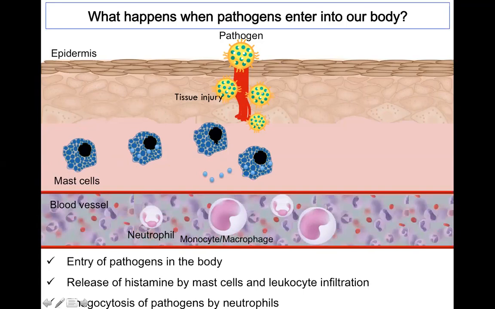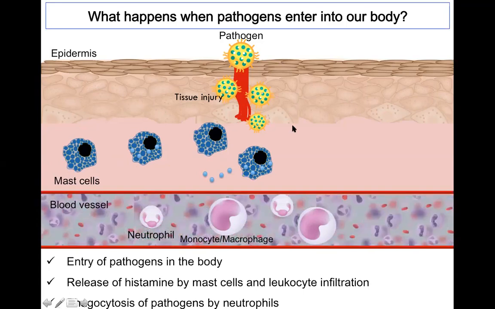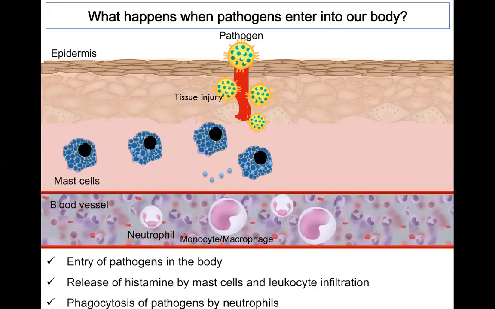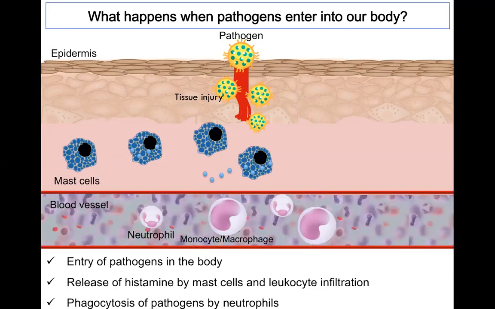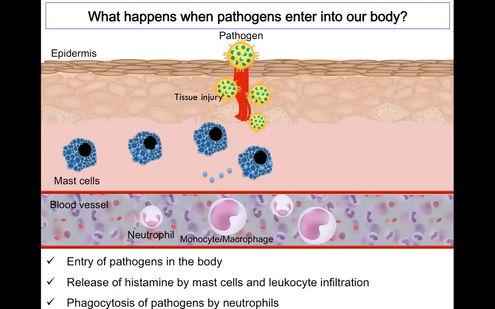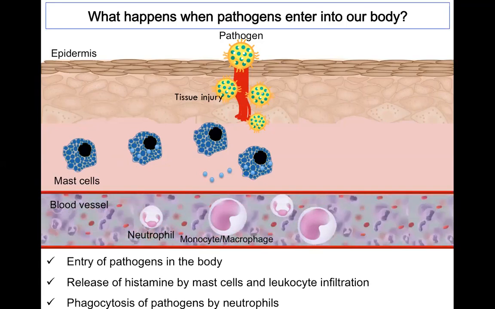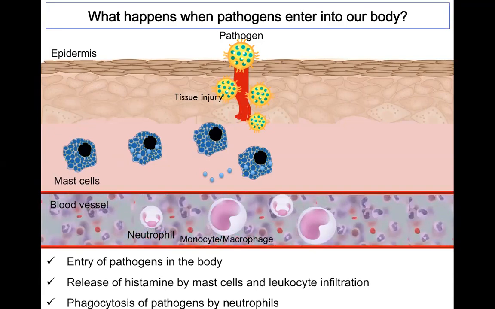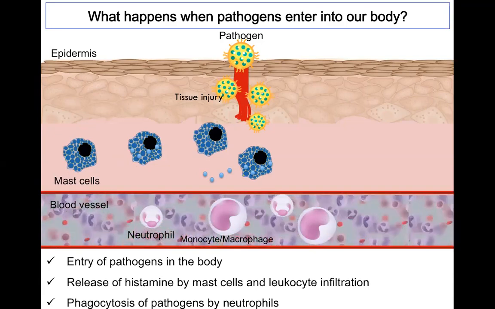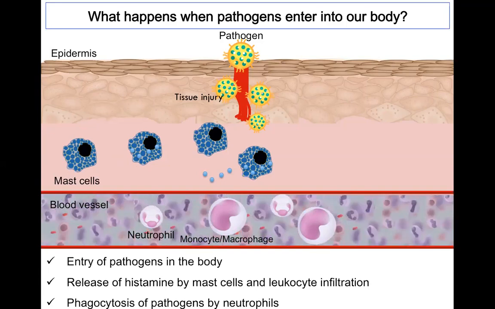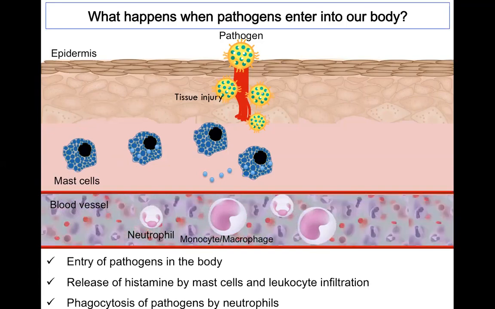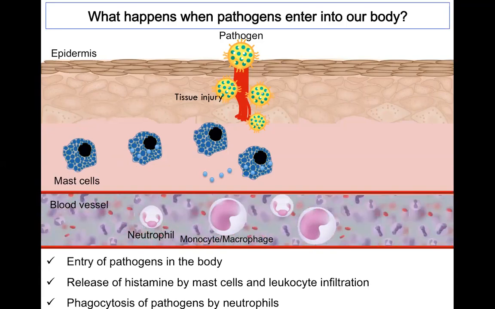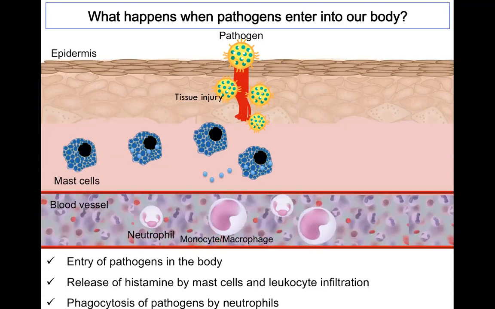mast cells. Why are they here? It is very important to remember that they release a certain kind of chemical, which we call histamine. They come to encounter the pathogen, and they release certain chemicals known as histamines. So mast cells can detect the injury to nearby cells and release histamine, initiating the immune response.